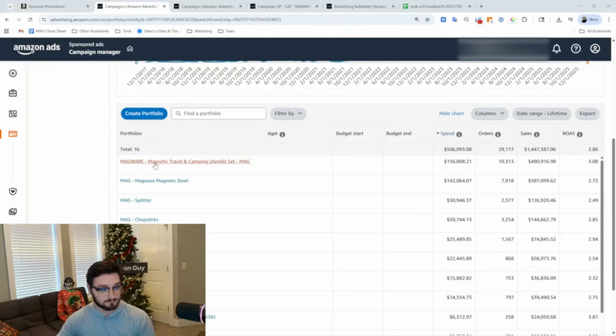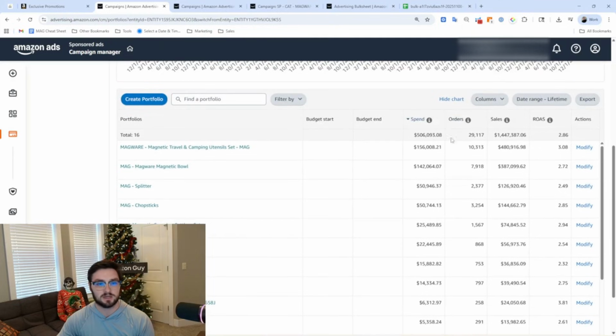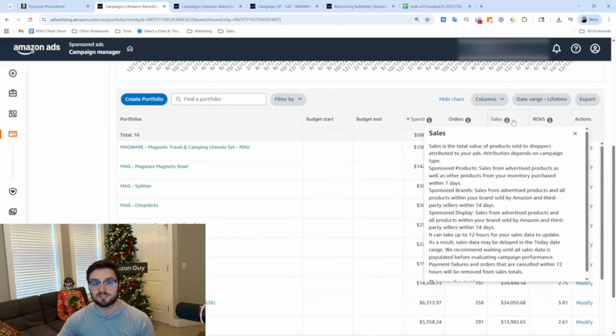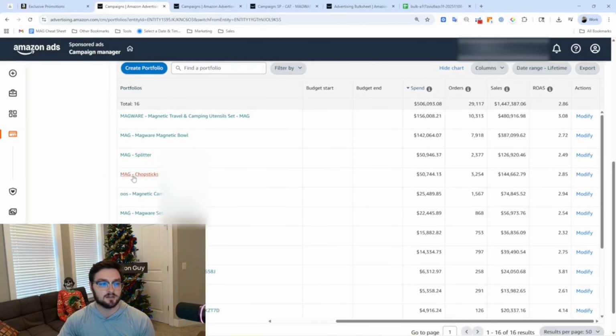So you can see here, we have 16 in total different portfolios. This essentially allows you to look through and see how you're doing from a spend perspective, from an orders perspective, sales perspective, ROAS, everything you would from a campaign level, but with multiple campaigns all at the same time. Now, the reason that portfolios are really important is that, as you can see here, we actually have these based off of specific types of products rather than just one product in particular.